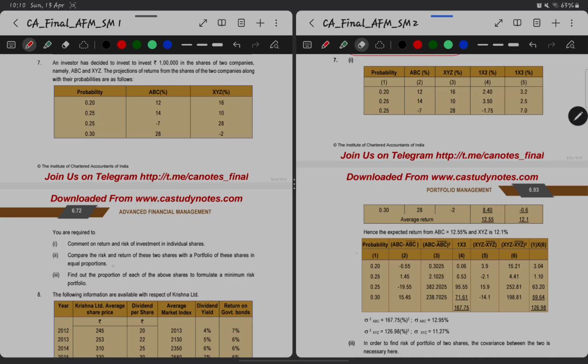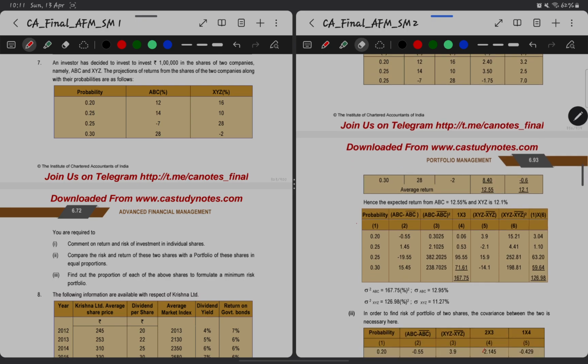So the first requirement is nothing but return and risk, which they have calculated by expected return. The summation of the returns multiplied by the probability will give us the expected return. For ABC it is 12.55, and for XYZ it is 12.1. So the return is more in case of ABC. And risk also, the standard deviation.